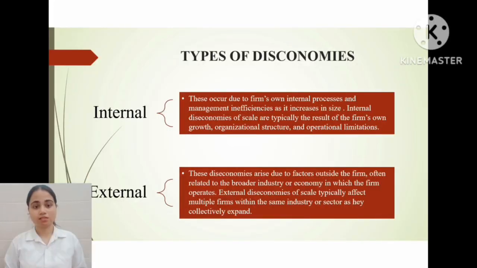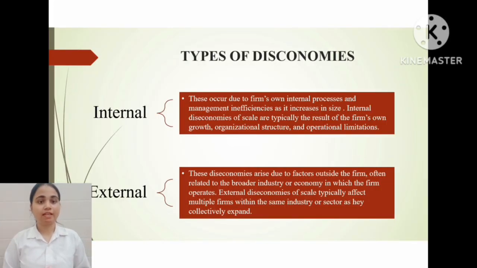The next one is external. These are diseconomies that arise due to factors outside the firm, often related to the broader industry or economy in which the firm operates. External diseconomies of scale typically affect multiple firms in the same industry or sector as they collectively expand in size.